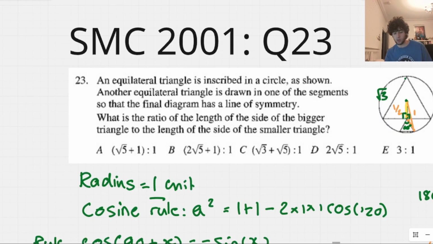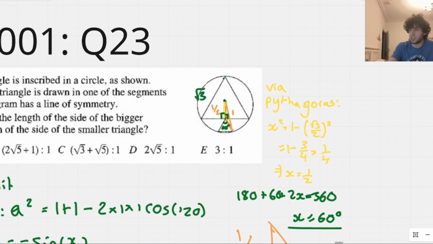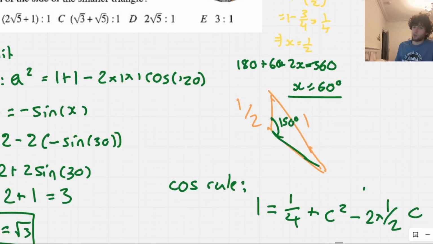So the bigger one is effectively root 5 plus 1 times the smaller one. Okay, and so there we go. That is the solution to this problem. Very interesting problem. Not too difficult if you see that construction. The hardest part is this specific triangle here with the 1, 1/2, 150. That is by far the hardest part of this question. Once you've got that down, the rest is pretty straightforward. But seeing that takes a while.